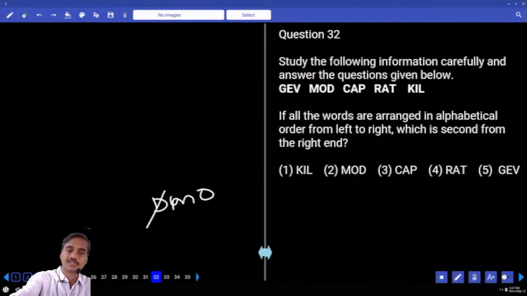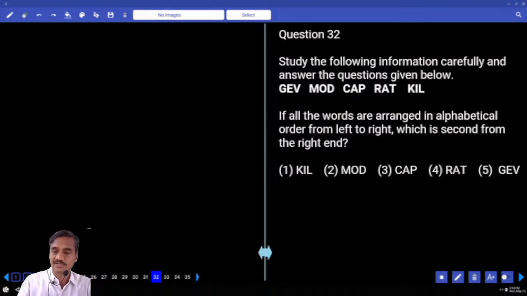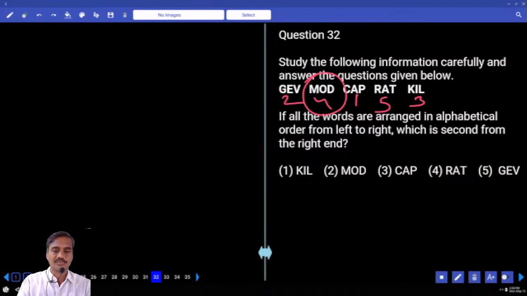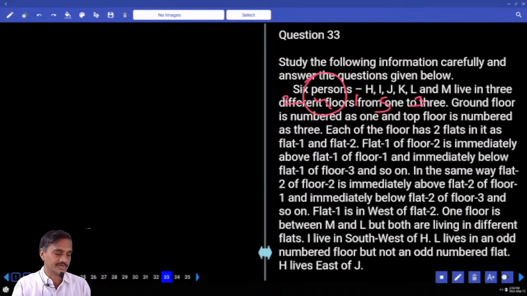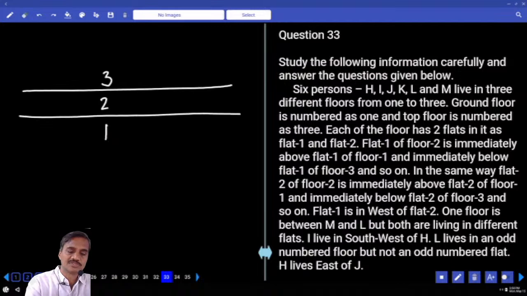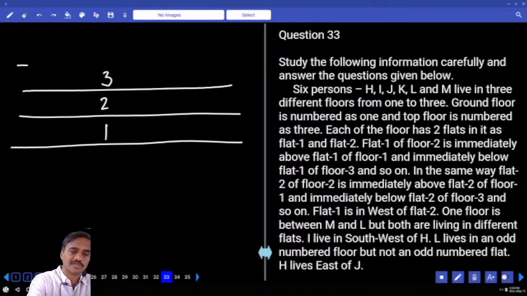Then 32, if all the words are arranged in alphabetical order from left to right, which is second from the right? Second from the right, second highest. Now this is 1, 2, 3, 4 and 5. Now second from the right hand side, that is choice 2, question 32. Then 33, there are 6 persons and we want 3 different floors. Now 3, 2 and 1, and on each floor, how many persons are there? There are 2 persons on each of these floors.